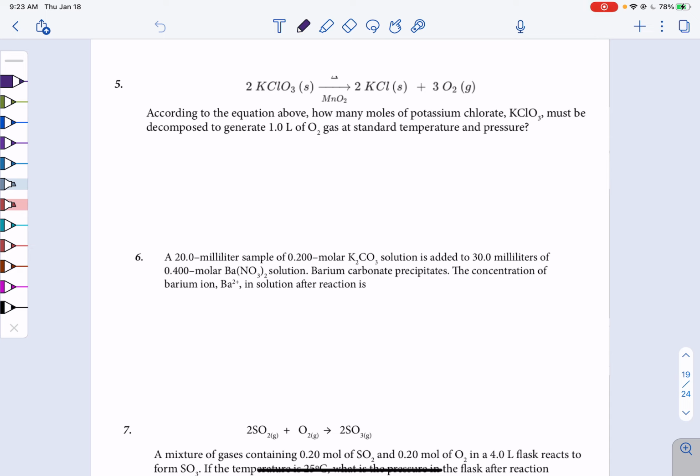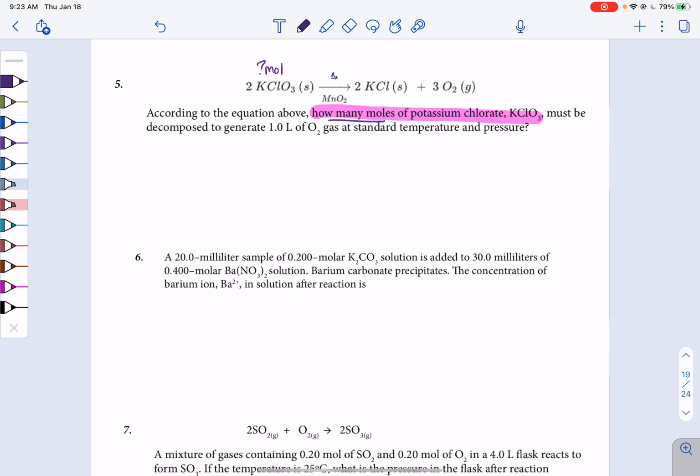So I always start by just reading my problem. It says, according to the equation above, how many moles of potassium chlorate? So as soon as I have something that has a question like that, I'm going to stop and go back up to my equation if there is one. If there's not one, I'll make one. Okay, but since there is an equation, I'm going to go right in that I'm looking for moles of this substance so that I don't get confused with what I'm looking for.